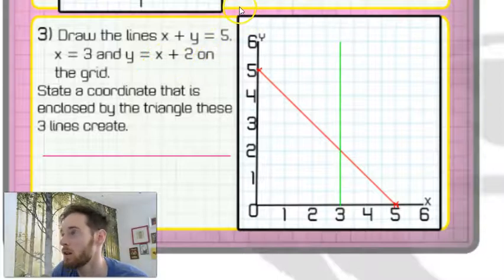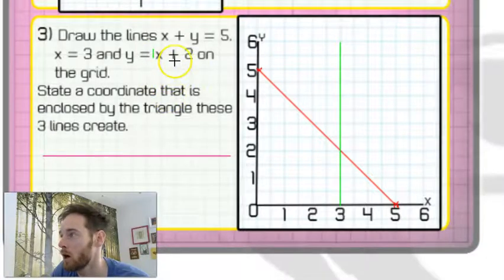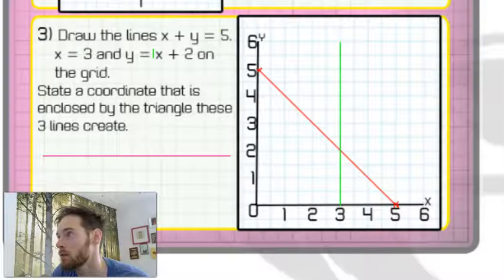Y equals x plus 2. Now, I mentioned in the question above that when you've got a number in front here, it's an imaginary 1. So we've got that 1 in front of x. So that means go across 1, up 1, across 1, up 1, across 1, up 1. There's our gradient. And then it goes through plus 2. So we can draw this one nice and quickly, without having to do this table of values.